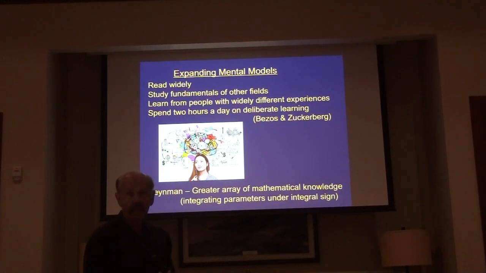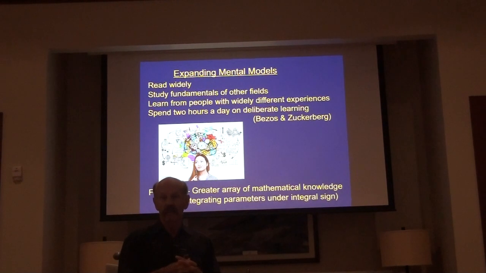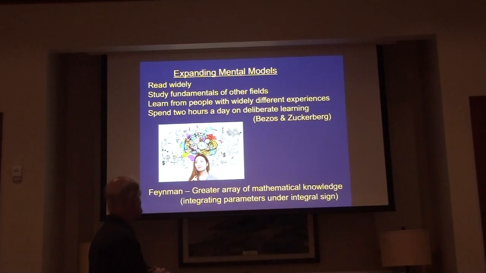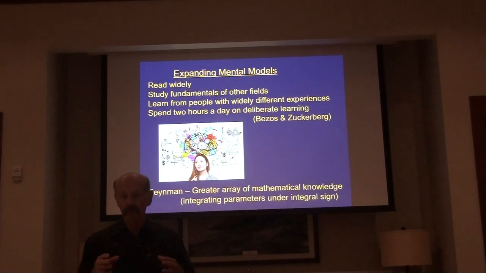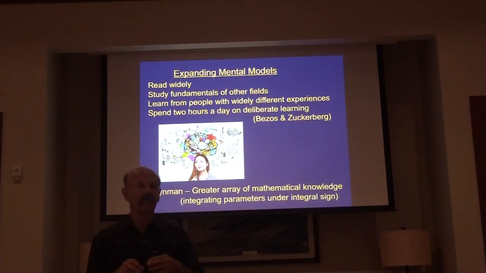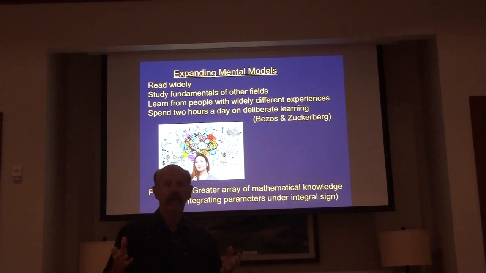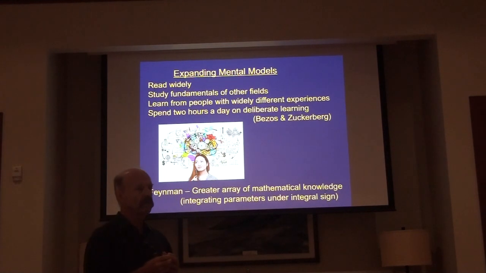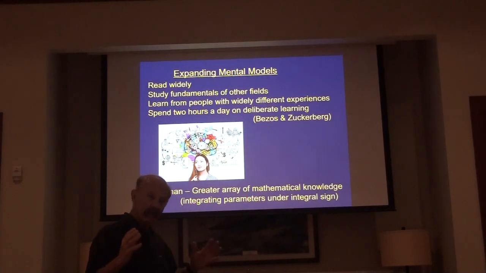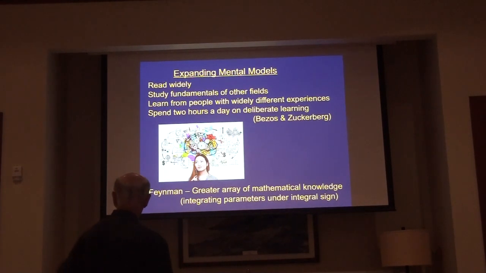Jeff Bezos and Mark Zuckerberg have a deliberate learning period each day, which is important to becoming more creative. Richard Feynman, shown down at the bottom, was able to differentiate parameters under an integral sign much better than the other students in his class. And the reason was he had read some books on integration that weren't being taught in the class. And of course, he was quite a brilliant fellow. But just having other frames of reference and bringing them together is part of the creative process.